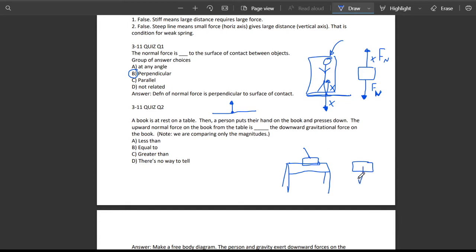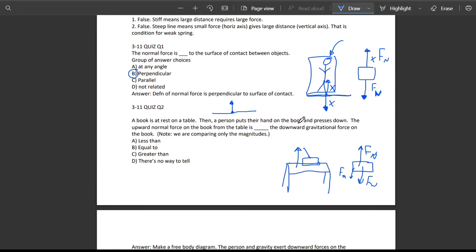Well, we have a downward force for our weight force, so F sub W. We have the force of the table on the book, and that's our normal force. It's perpendicular, as you recall. It is perpendicular to the surface of the object that it's in contact with, so this is the normal force. And we also have a second downward force, that is the force of your hand pushing down, so force of hand.